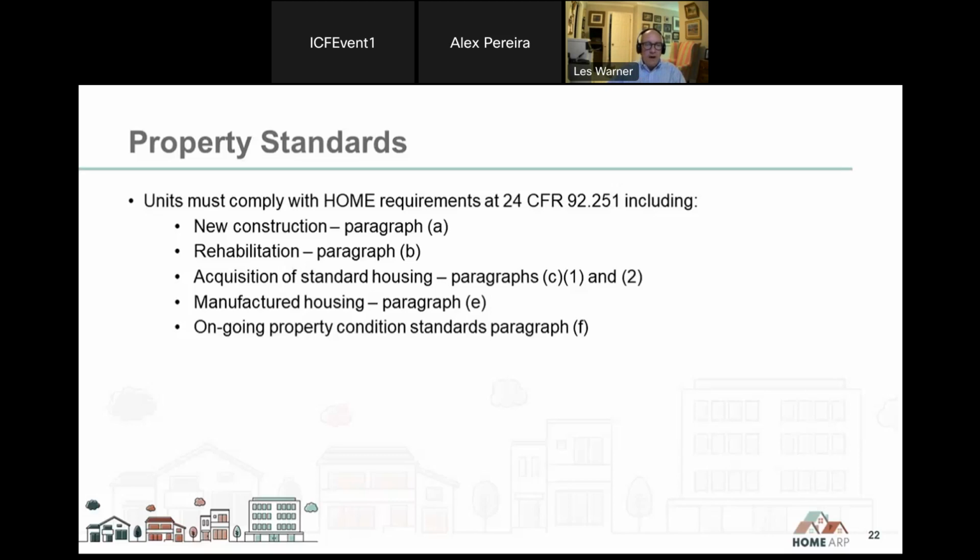So we're talking about, as those units are completed and going to be placed in use, that we have standards based on the type of project that they are included in. But you'll see our last bullet point then is about ongoing property standards. And you'll find that in the same 92.251 under Part F. So we have a standard for at project completion, and then we have a separate standard for throughout the affordability period for that project.